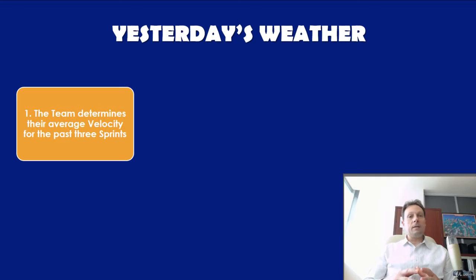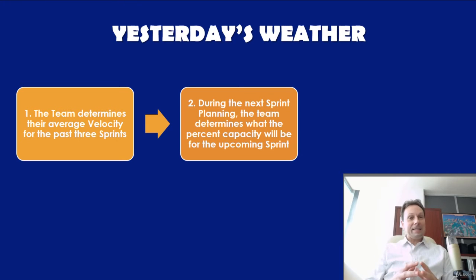Normalized velocity is the number of points you would expect the team to complete if all team members are available full-time. During the next sprint planning, the team determines what the percent capacity will be for the upcoming sprint. If a fully staffed team has 5 members who all work full-time, but one team member will be absent for a day in the coming week-long sprint, the team capacity will be 96%.